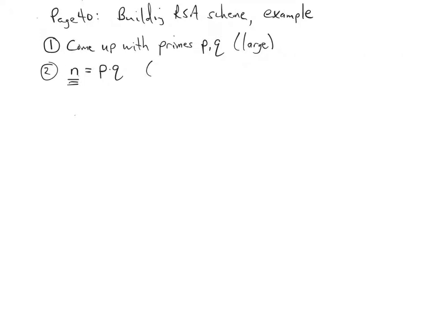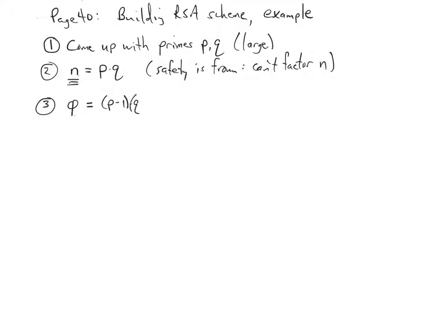So the whole point is the safety is from the fact that you can't factor n. If someone tries to find out how n can be expressed as a product of prime numbers, it just would take way too long. Okay, then things get really strange, and only when we prove that these things work will we see why. So we compute phi, which is p minus 1 times q minus 1. And you absolutely don't publish that. So the only thing being published so far is n.